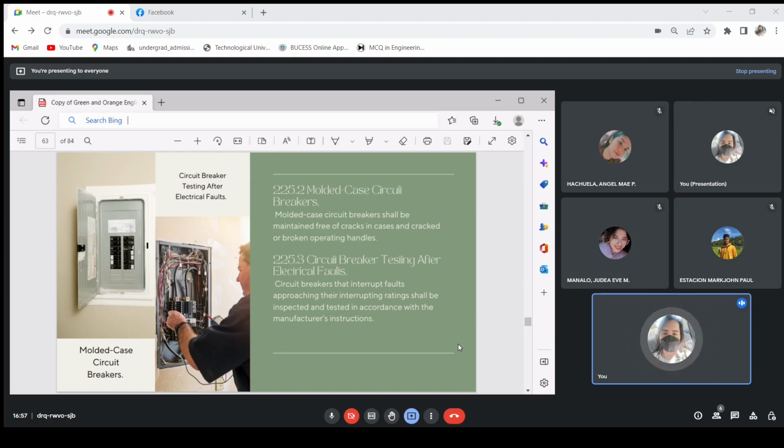225.2 Molded case circuit breaker. Ang nakikita natin sa molded case circuit breaker, yung mga nasa loob ng circuit breaker natin, yung may mga 15 ampere, 30, 40, 80 to 100 ampere, ayun yung sinasabi nating breaker. Tapos, ang sinasabi dito is maintained free of cracks and broken operating handle. So, pag may crack na yan or kahit basag na yung switch niya, kailangan ng palitan.